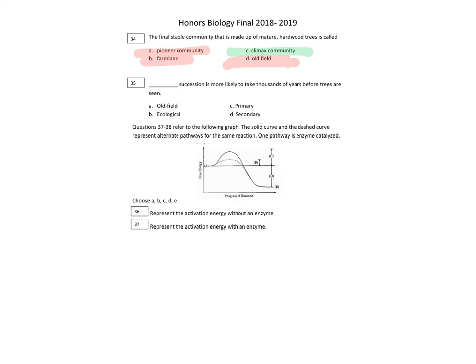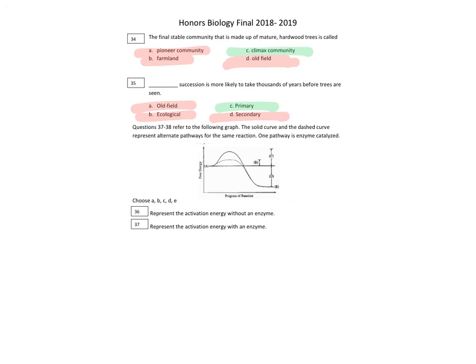What kind of succession takes thousands of years? The kind that requires you to make soil, because soil needs to break rocks down. How long does it take to break down rock? Biochemically, a long time. So what kind would do that? What kind of succession requires you to make soil? Primary succession. Secondary succession already has soil, so it won't take thousands of years. Ecological is wrong, old field is wrong.